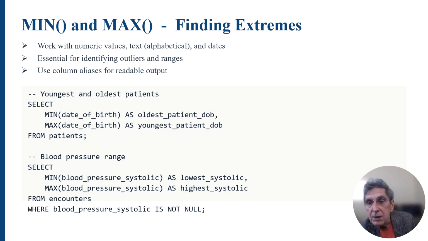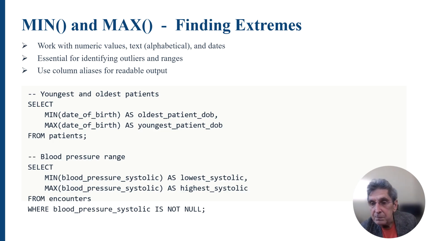And with text, min returns the alphabetically first value and max the last. The first example of our 2 examples here finds the oldest and youngest patients by looking at min and max of date of birth. Notice something quite subtle here. The oldest patient has the min date of birth, the earliest date, and the youngest patient has the max, the most recent date. This can be a little bit counterintuitive, so make sure that you think about what min and max means in context, especially like a date.